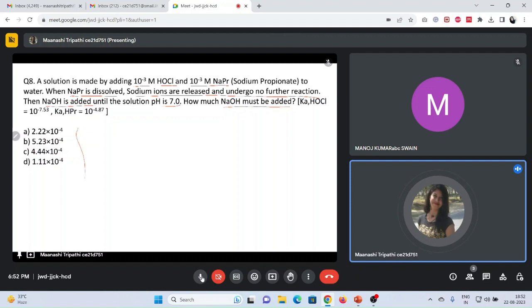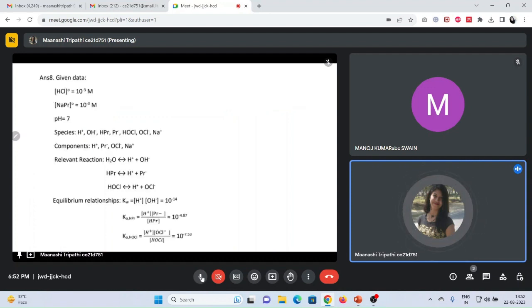We will see the solution now. The amount of NaOH we should add is 2.22 × 10^-4 molar. And how are we getting this? HCl is 10^-3 molar. NaPr is 10^-4 molar.